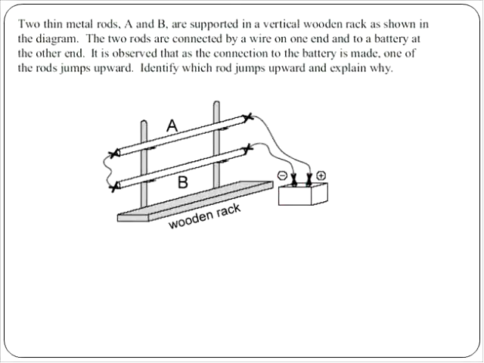All right, one last question. This one is very similar. We got two metal rods, A and B, supported in a vertical wooden rack. Okay, so they're just laid here. Now, as soon as we connect that battery, one of the rods jumps. So let's look at what happens.